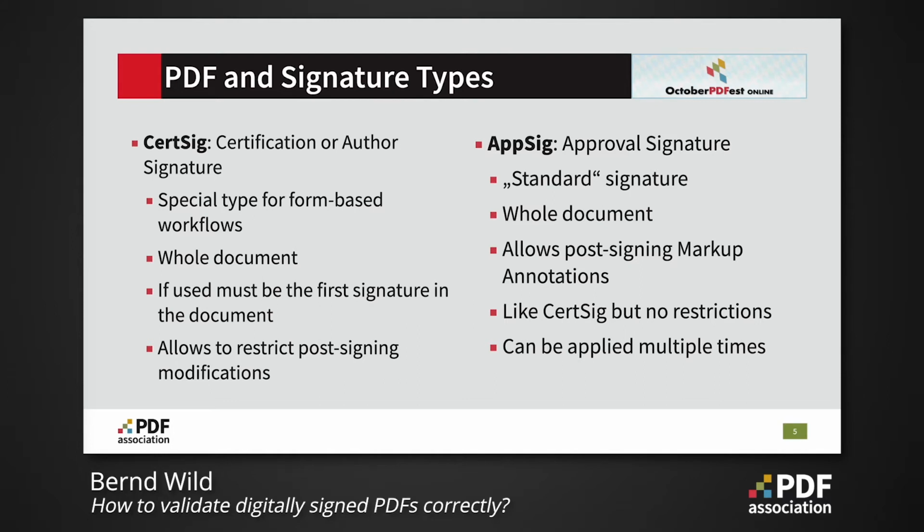And as a special feature, a certification signature must always be the first signature in a PDF document. Hence the alternative name, author signature. It is not allowed to add a certification signature after an approval signature or multiple certification signatures.